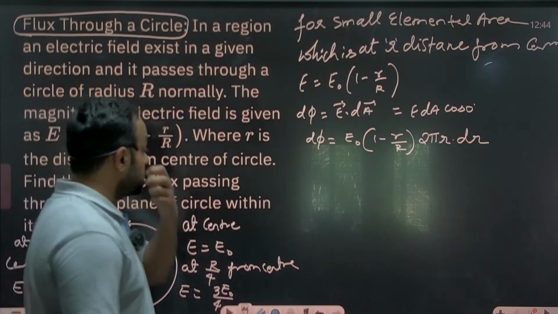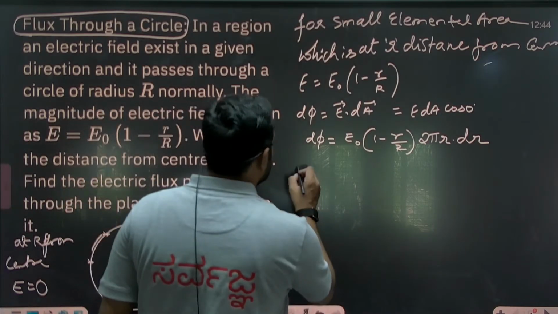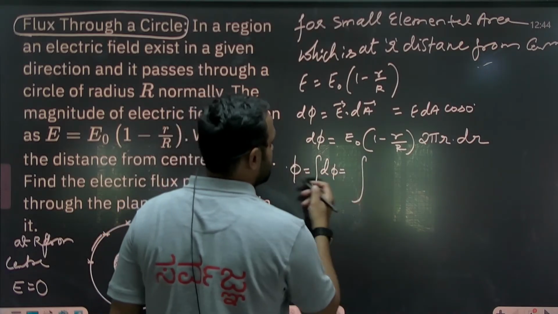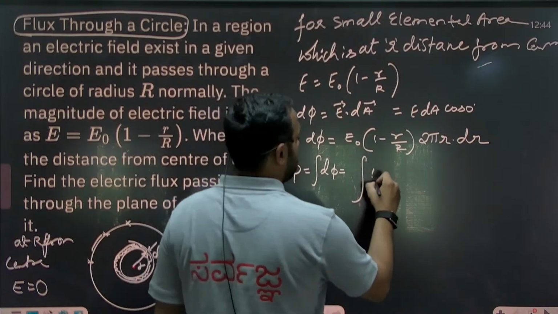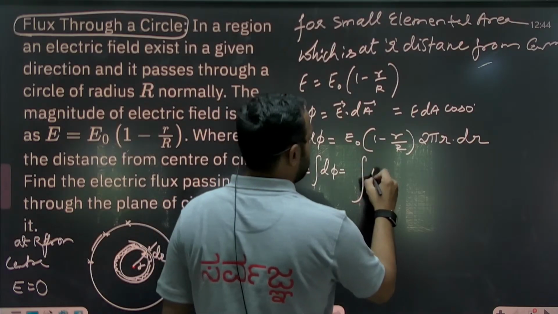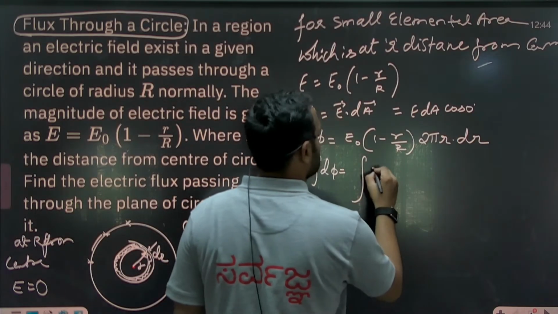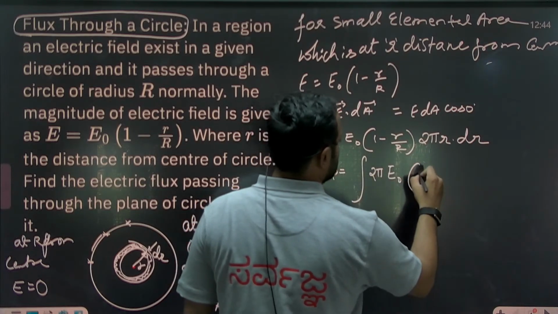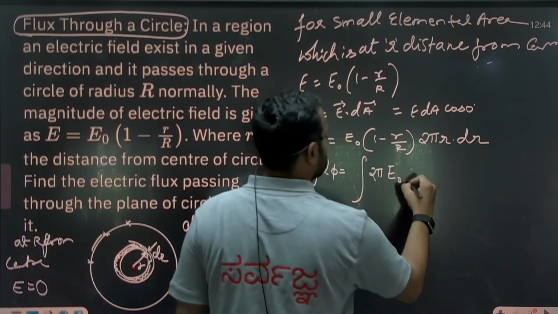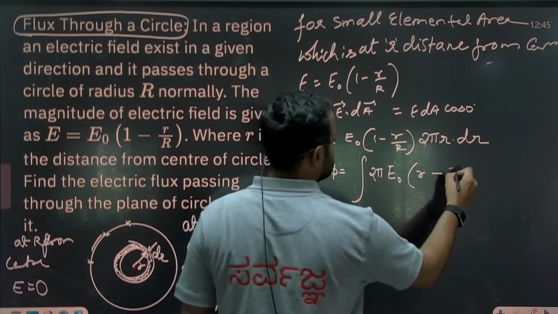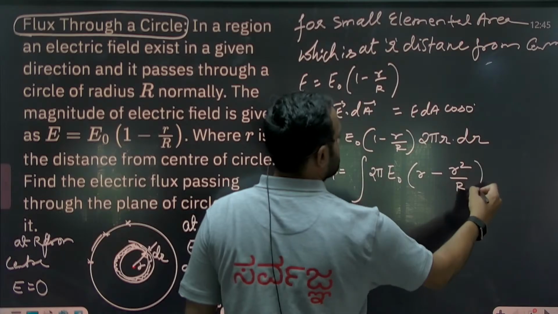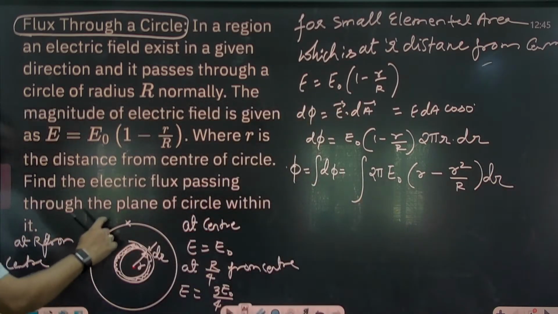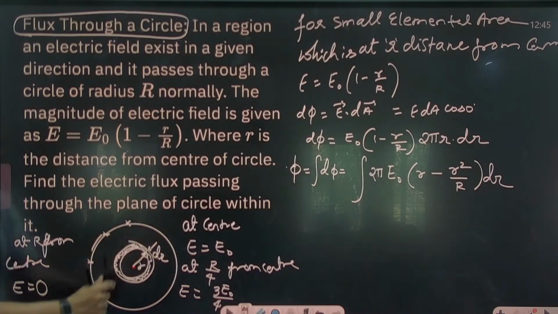So if you want the total flux, it will be the integration of this small flux, which is equal to 2 pi E naught times the integral of r minus r squared by R. For the total area, from where to where should dr vary?